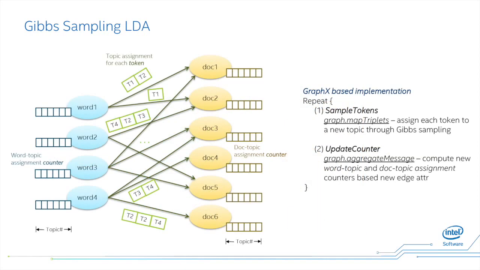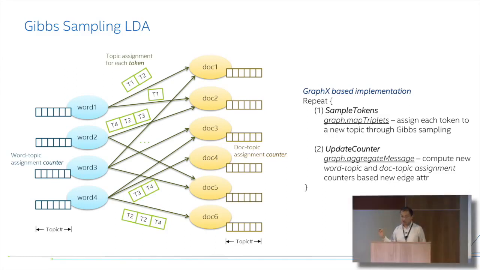And with that graph, the implementation at a high level is a giant loop. Inside the loop, you first sample the tokens, which essentially uses the mapTriplets API in GraphX, which processes each edge and assigns a new topic to the token. It's based on the Gibbs sampling mechanism.